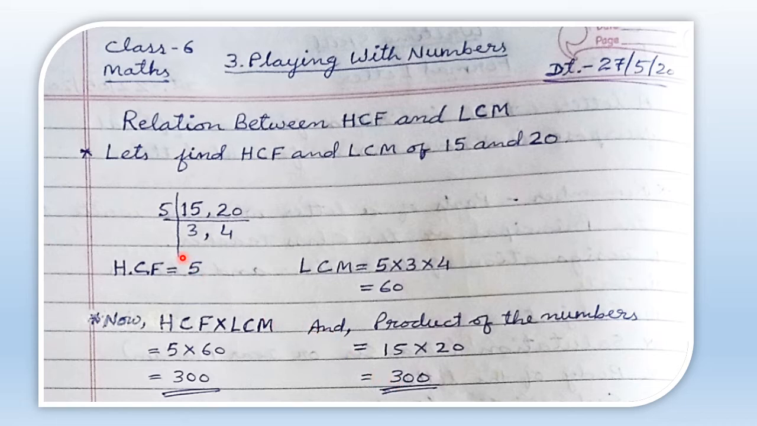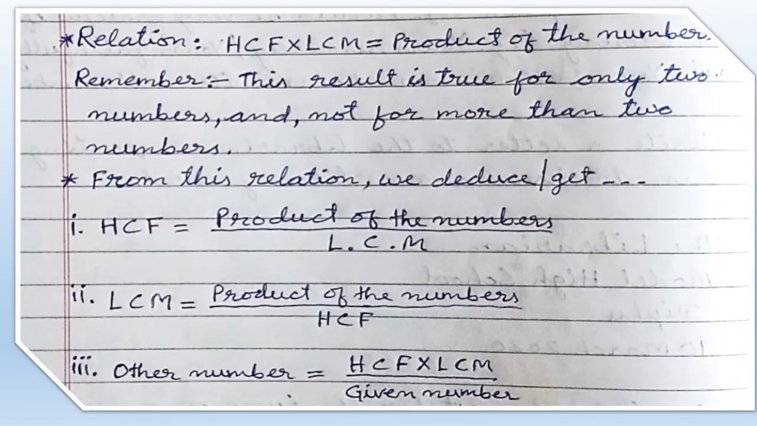So now from this we come to know the relation between HCF and LCM. That means HCF into LCM is always equal to the product of the two numbers. Okay, so that was the relation. Now here you come across the relation: HCF into LCM is equal to the product of the numbers.